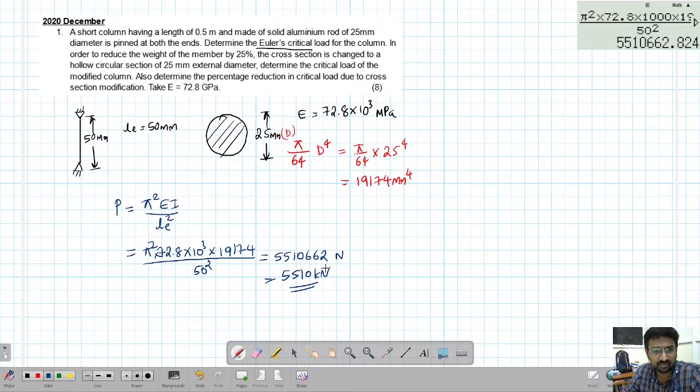It's a very high value. It's a very short column, so this may not be the actual strength of the column because it's a very, very short column. But nevertheless, this is what they have asked for. Now, there is a second part to the problem.